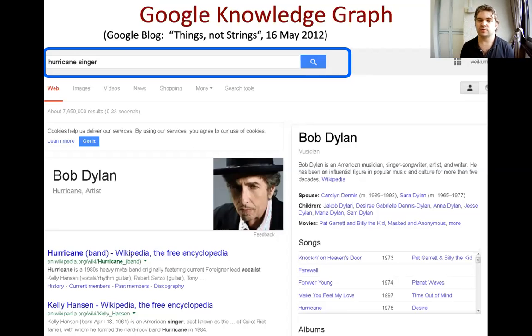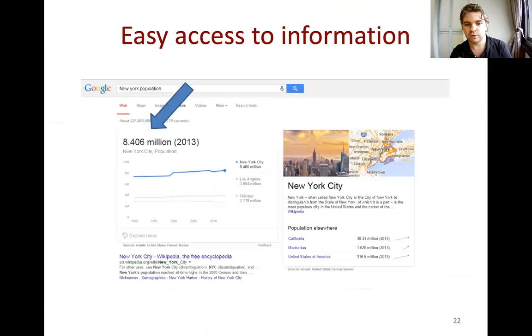Otherwise, how would it know that Bob Dylan had such a band organized, right? So this is how the knowledge graph can work. It helps you basically to connect the entities that have several relationships with one another.